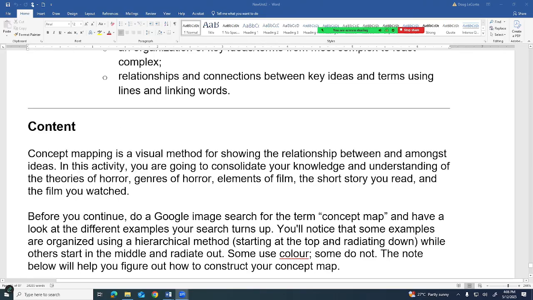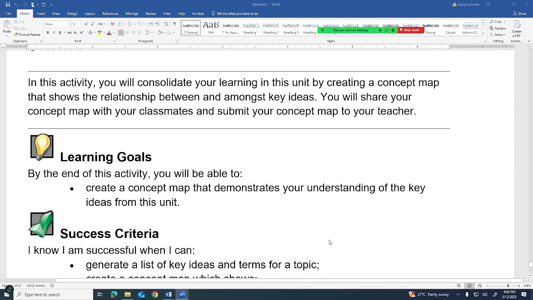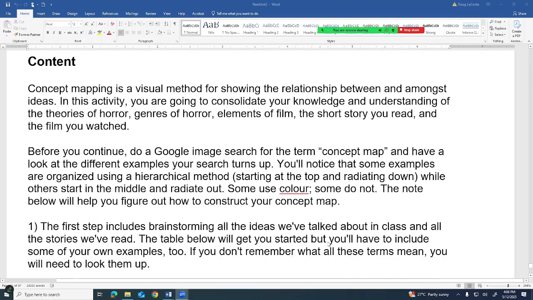So let's introduce this activity by reviewing the content that is on page 84. Concept mapping is a visual method for showing the relationship between and amongst ideas. In this activity, you're going to consolidate your knowledge and understanding of the theories of horror, genres of horror, elements of film, the story you read, and the film you watched. All right, so this is a way to put everything all together.